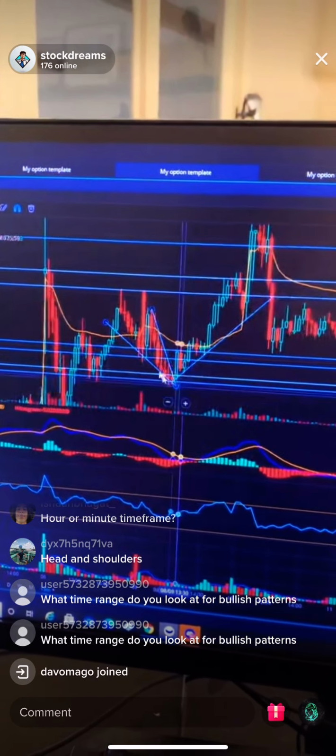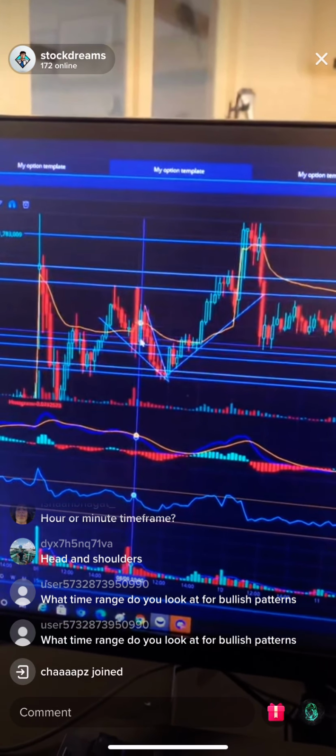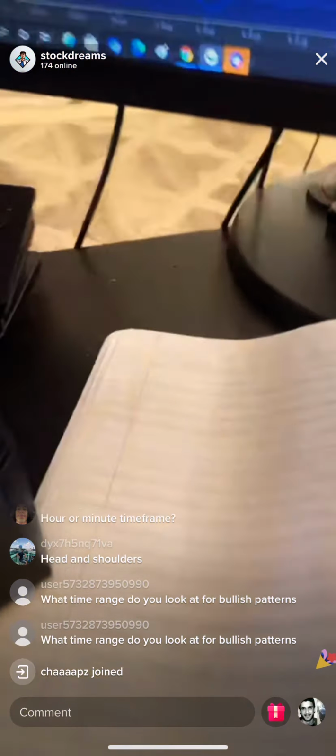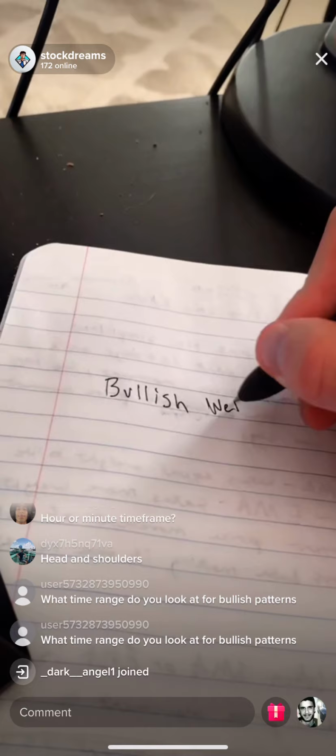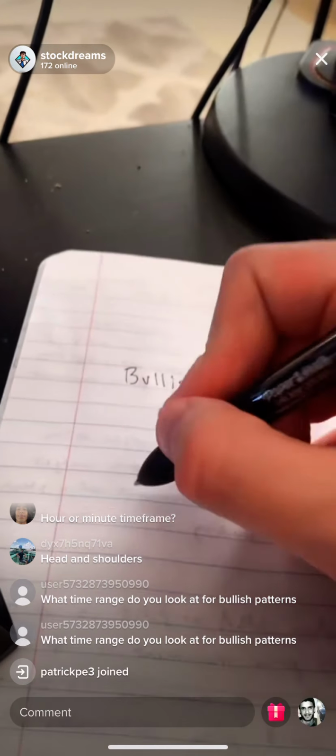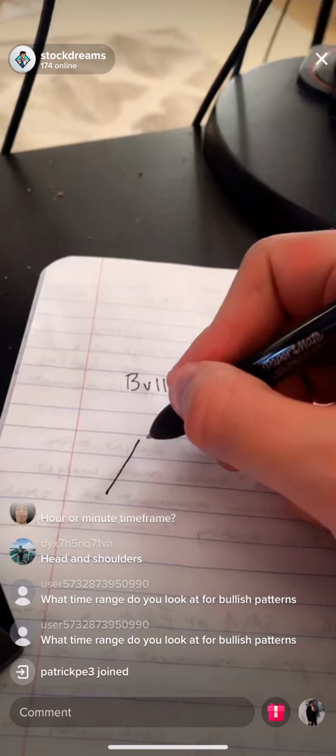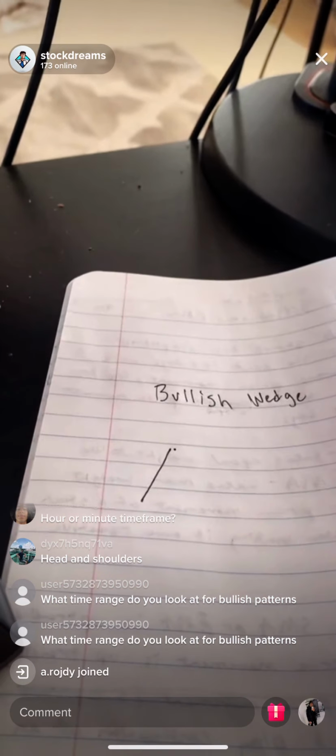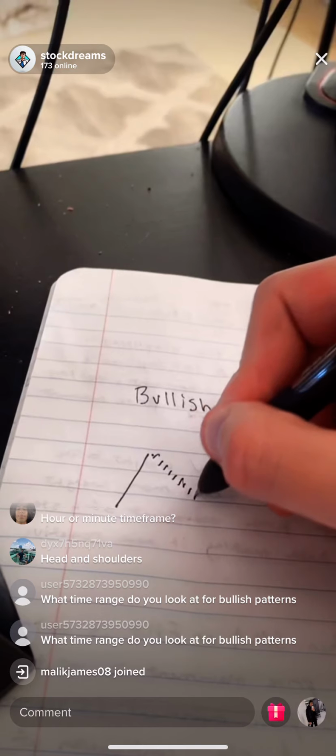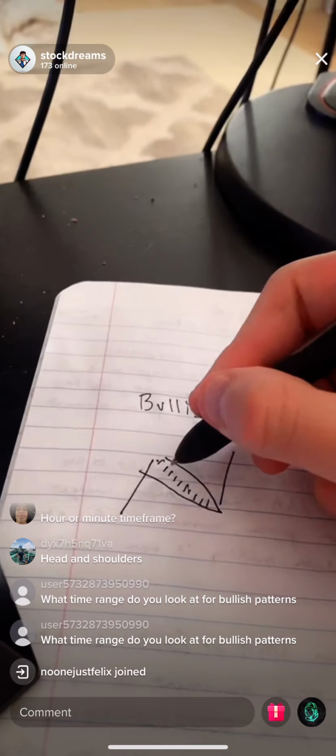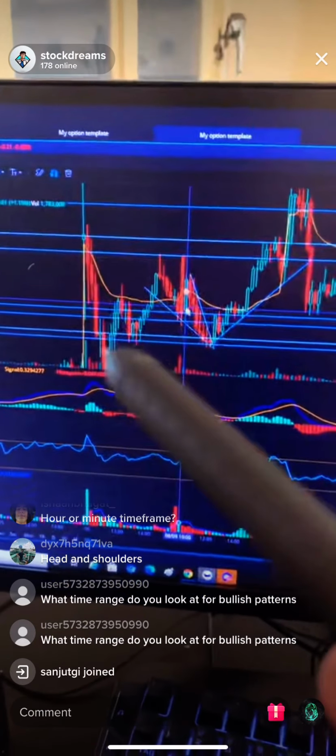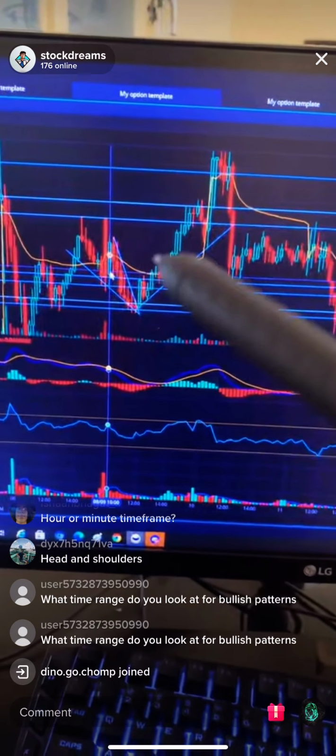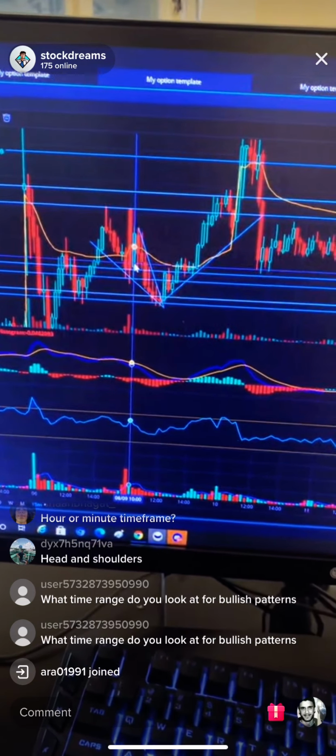What happens after it breaks this bullish wedge? I'll show you guys what a bullish wedge looks like real quick. So look, bullish wedge. When we see an uptrend, and then we see, hold on, how did I write this? Downtrend, and then we see an uptrend. So basically, boom, boom. This is a bullish wedge. What do we see here? We see an uptrend, downtrend, and a massive spike after it broke out of a bullish wedge.